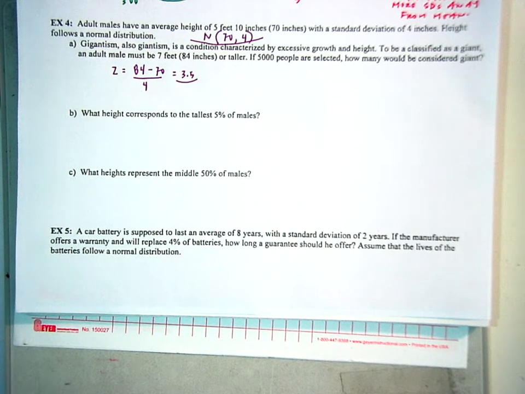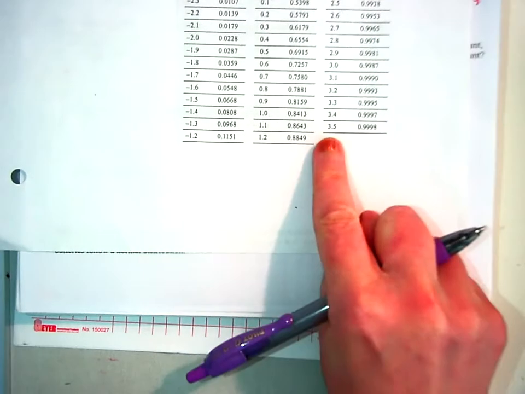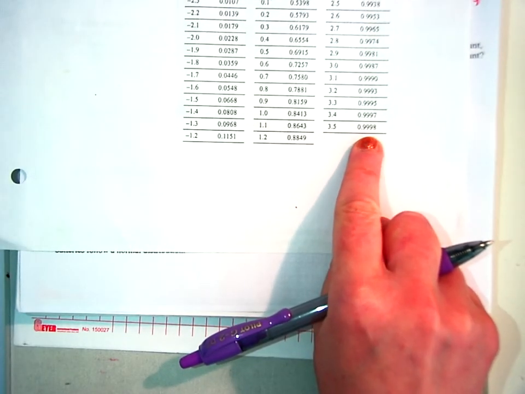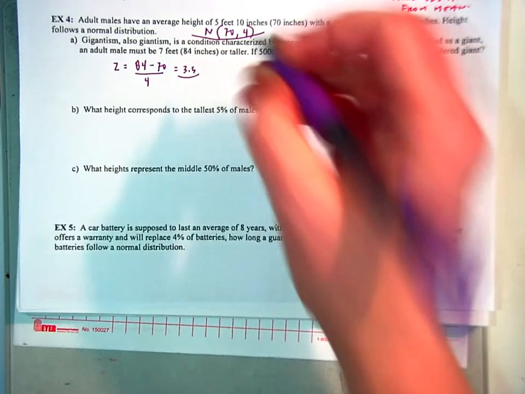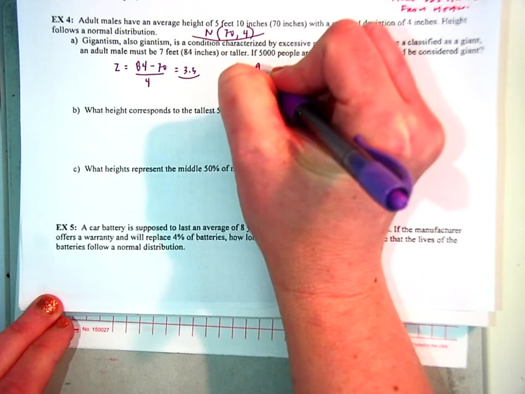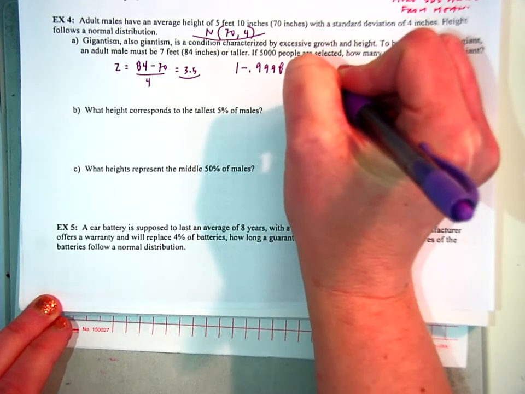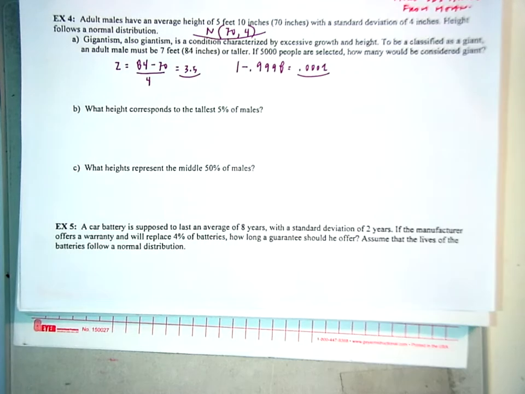So when I look up a z-score of 3.5, right, there's my 3.5. So this tells me the proportion below. I'm going to need the proportion above. So I need to do 1 minus 0.9998. So 0.0002. So you'd have a really small probability of being a male giant. That's the proportion of individuals that would be classified as giant.